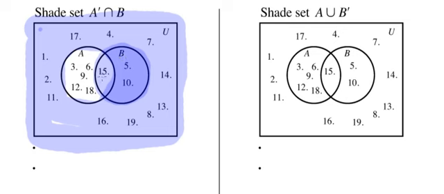15 was only covered once. 17, 1, 2, 11, etc. were only covered once. These guys were not covered at all, so these are not satisfying the AND condition. AND means it's got to be both of these things at once, and that means only 5 and 10.